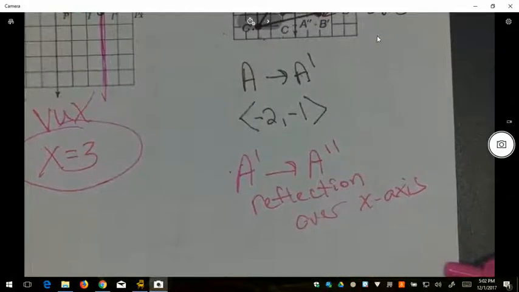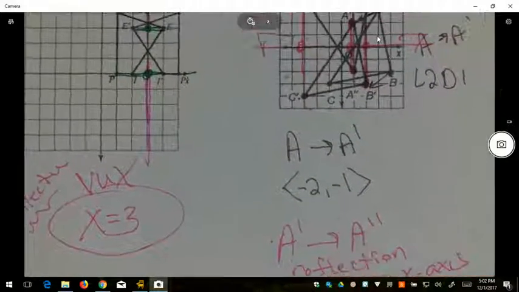This concludes the examples for compositions of transformations.